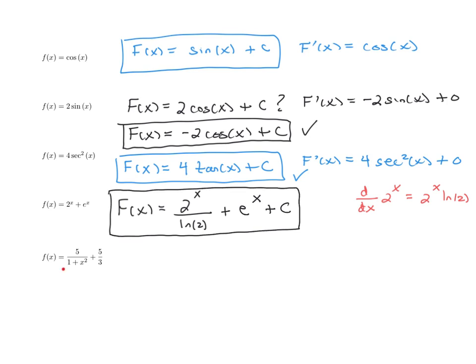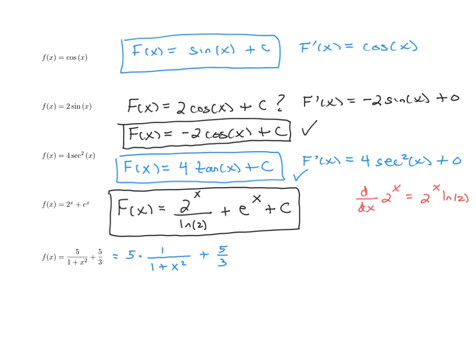And for this last one, f of x is equal to 5 over 1 plus x squared plus 5/3. What about this? It might be nice to rewrite this one just a little bit. Write it as 5 times 1 divided by 1 plus x squared plus 5/3. So I'm slightly changing the way this one is expressed. I'm just basically removing the 5 from the exponent. What do we do in this case?